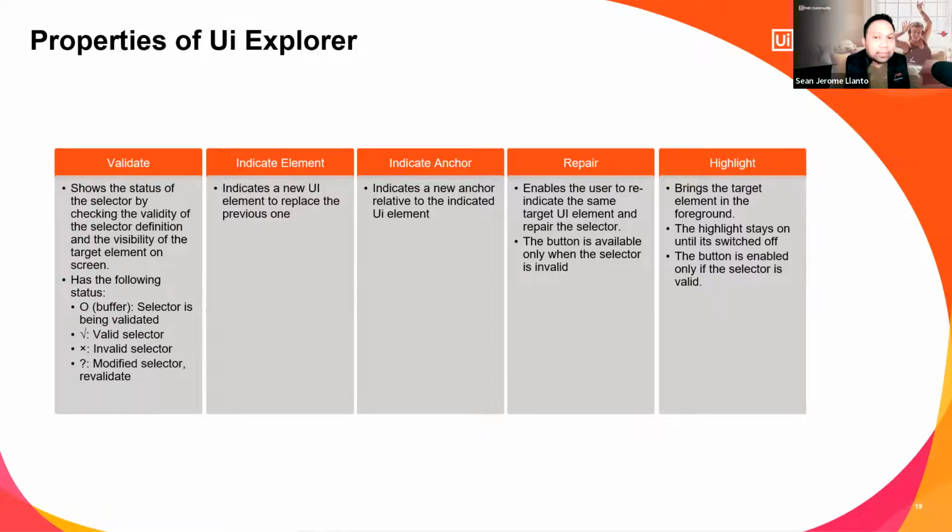Repair is very helpful to use in a sense that it creates and generates a dynamic selector for you. So let's say if you have a changing selector, it's automatically able to generate a dynamic one, which typically we have to do manually. So repair helps a lot. Highlight just allows you to identify that you're able to see the correct selector as well. So the highlight button basically highlights the button or the element that you are trying to capture.